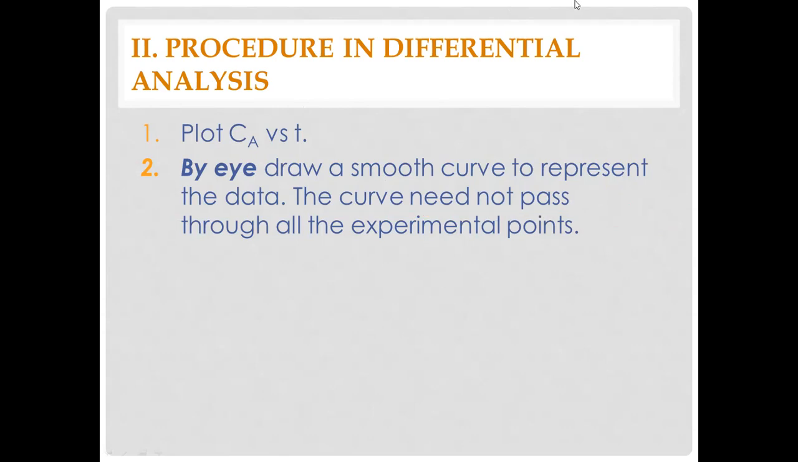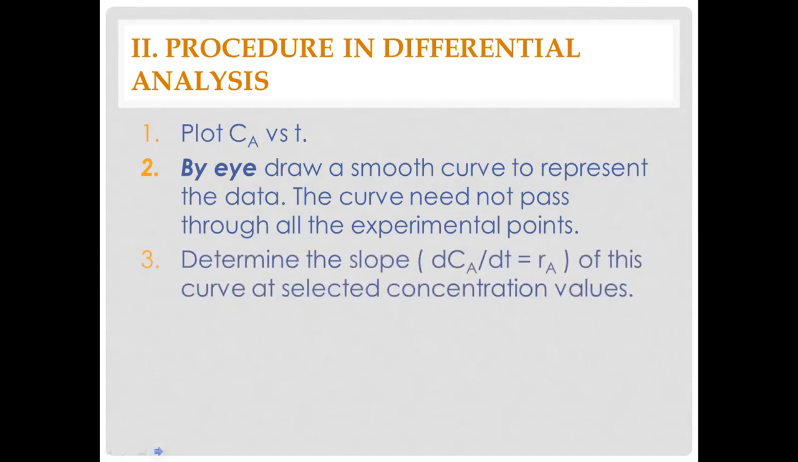Then what you're going to do next is this. That's not the end of the graphical process, but you are to determine the slope, which will represent the rate of change of the concentration of A versus t, or the r sub A, of this curve at selected concentration values. What does this mean? For example, I'll draw here.